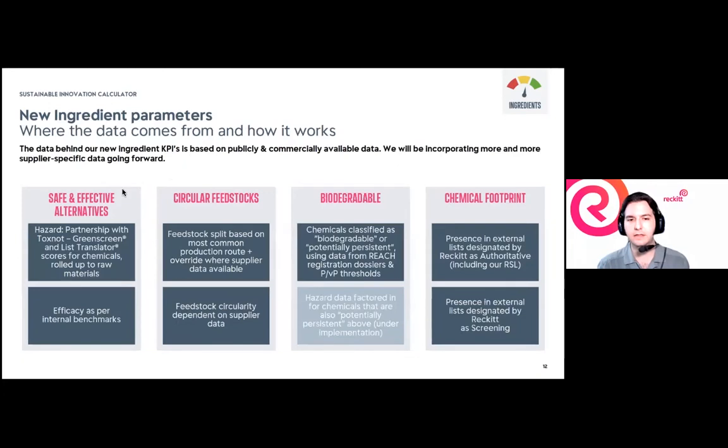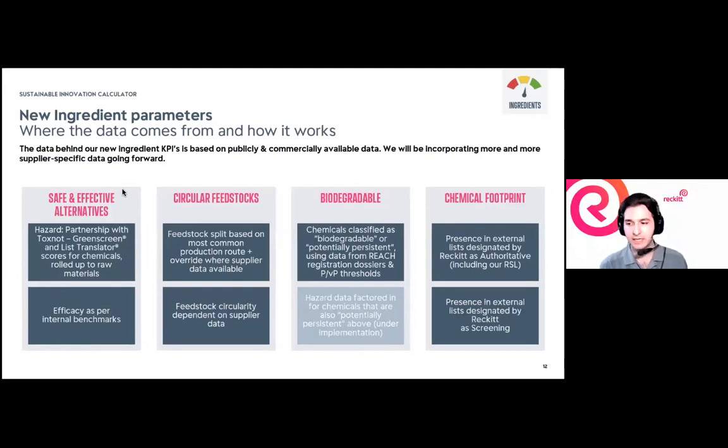Now, there is a lot of data that sits behind these KPIs. And as I'll go into a little bit more detail, data is one of the greatest challenges. But here we've got some partnerships, and we have tried to secure that data wherever available. So for safe and effective alternatives, we've got a partnership with ToxNot to bring in Greenscreen and its translator scores for our materials.